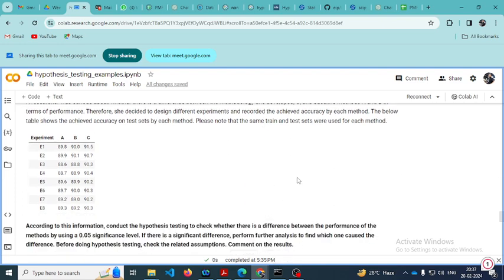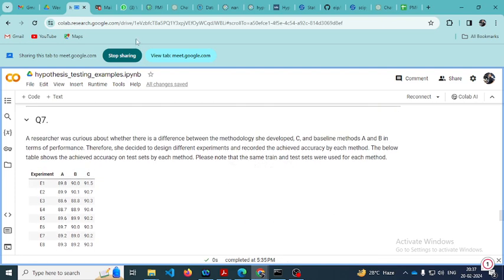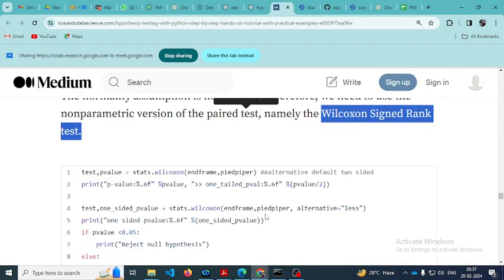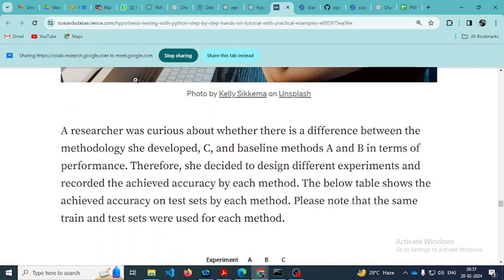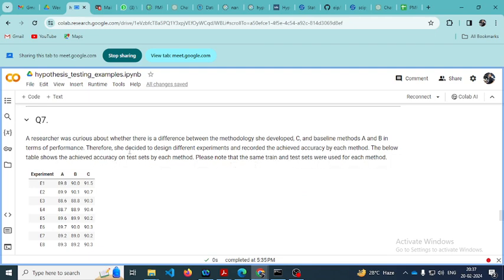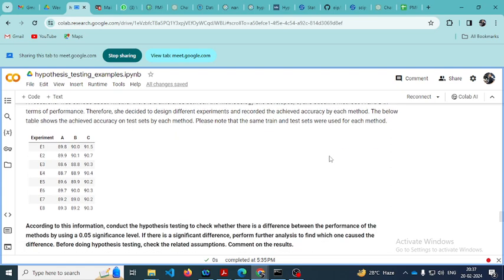The next one, we will see another problem. A researcher was curious about whether there is a difference between the methodology she developed, C, and baseline methods A and B, in terms of performance. There are some experiments. Therefore, she decided to design different experiments and recorded the achieved accuracy by each method. The below table shows the achieved accuracy and tests by each method.